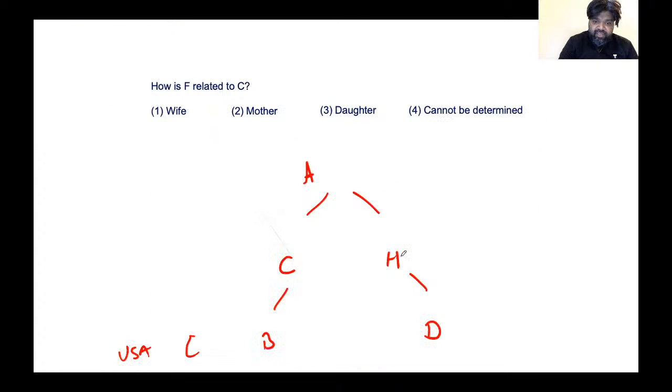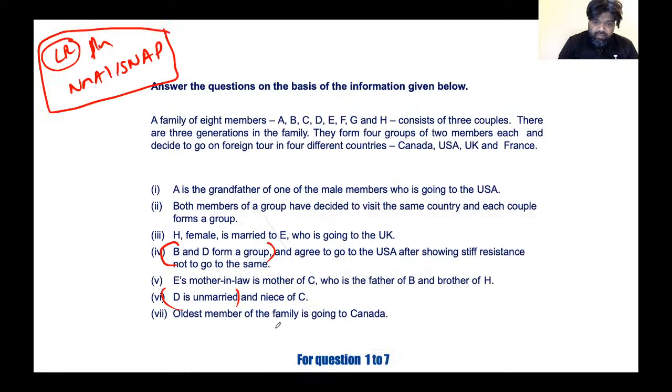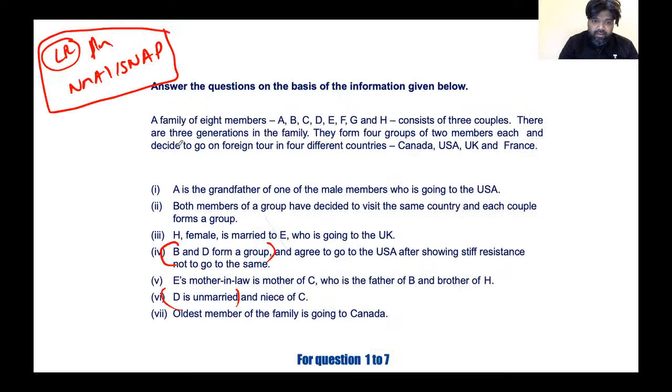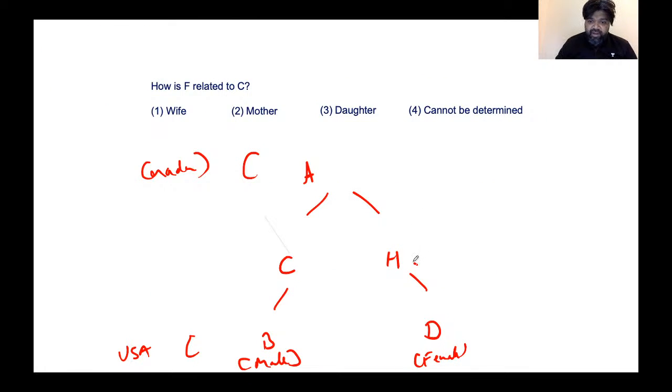Okay. D is unmarried and niece of C. So this is female. That's the niece already. Okay. This is male. Oldest member of the family goes to Canada. Okay. This family goes to Canada. Now they say H, female, is married to E. This is male. This is female.